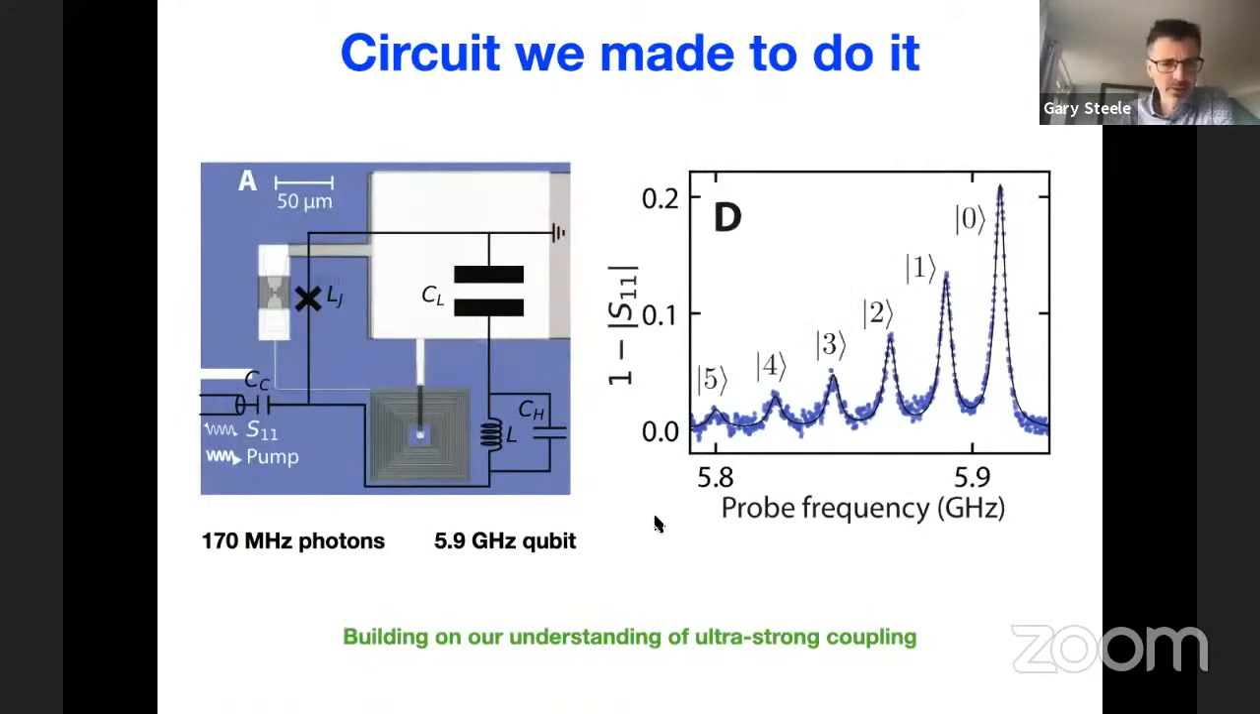So the way we did this is a totally weird looking circuit. It's basically an inductor, a capacitor, and a Josephson junction in series. But through the insight we've gained from earlier work, together with Sal, actually, who's in the call today, we understood how to engineer this into 170 megahertz photons, 5.9 gigahertz qubit with ultra strong coupling. And if we look at that, we could see in the frequency spectrum of the qubit, we were able to directly observe the quantization of the photons at 170 megahertz in our circuit.